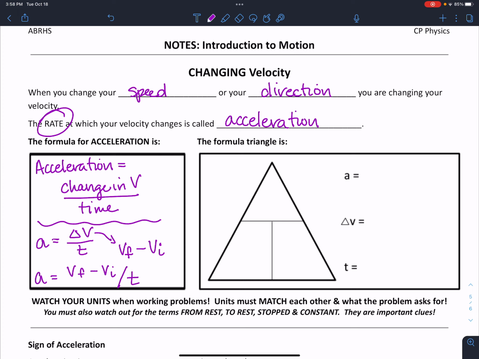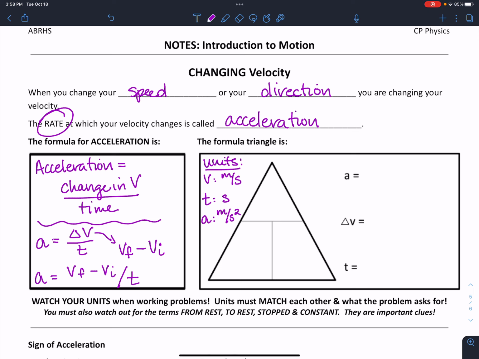Now let's talk units. Your velocity values that show up as V final or V initial should be in meters per second, just like we saw before. Your time should be in seconds, and your acceleration is going to be meters per second squared.